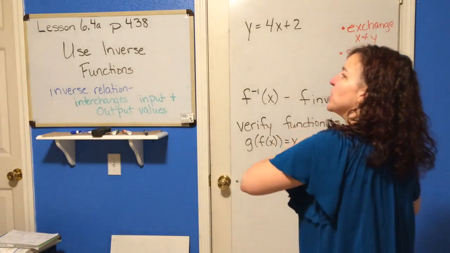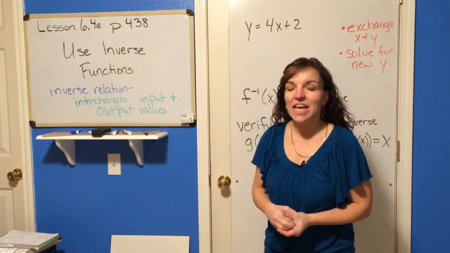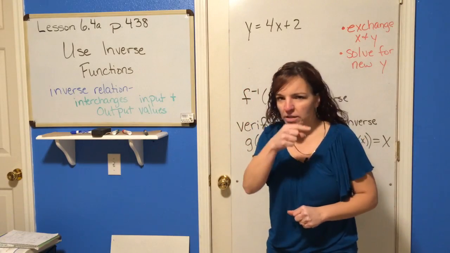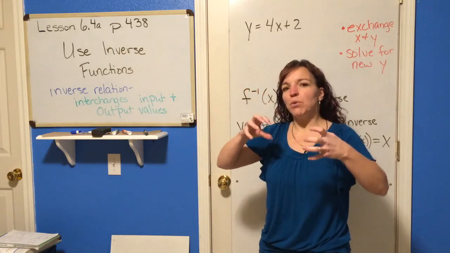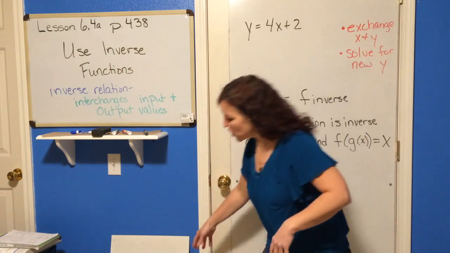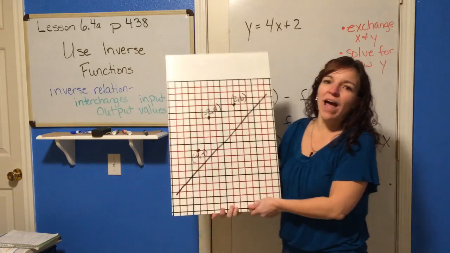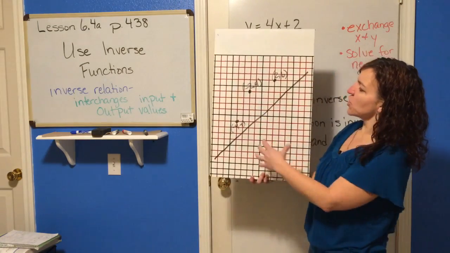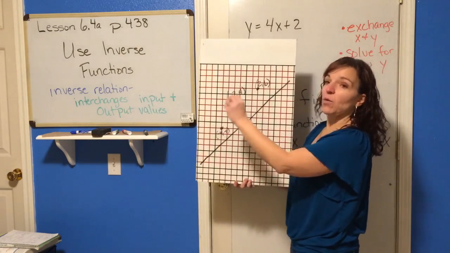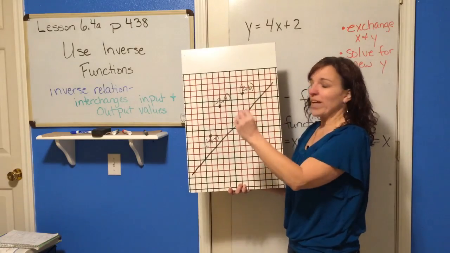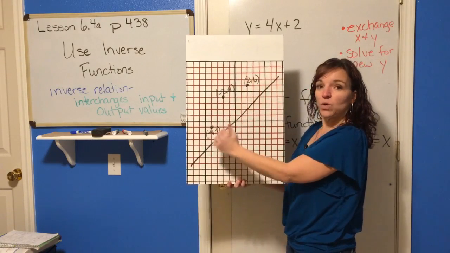The first part of section 4 of chapter 6 is using inverse functions. In order to know how to use them, you've got to know what they are. An inverse relation interchanges the input and output values. So what that means for you is when you're looking at a graph, the inverse function is going to reflect whatever you've got, whether their shape or points. It's going to reflect it over this line where x equals y.